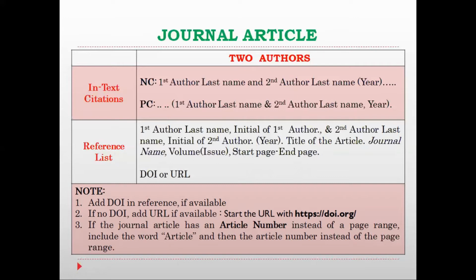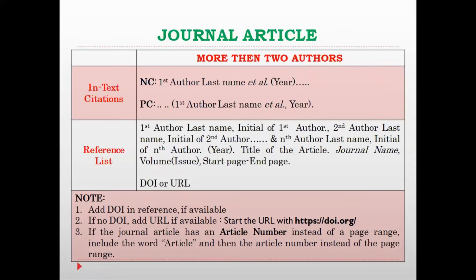Similarly, now if you have more than two authors, what will happen? Let's say here three authors, for example. In the in-text citation, this is how it will appear: you only use Cruz et al., and within parentheses the year. The rest you don't give their last names. Only the first author's last name will be kept in the in-text citation. And similarly, in a parenthetical citation, it will be Cruz et al., comma, year.